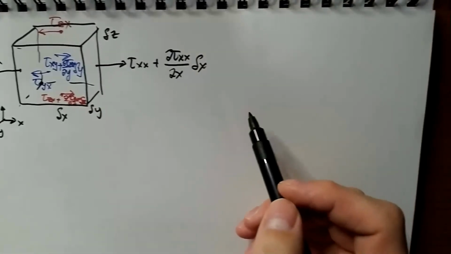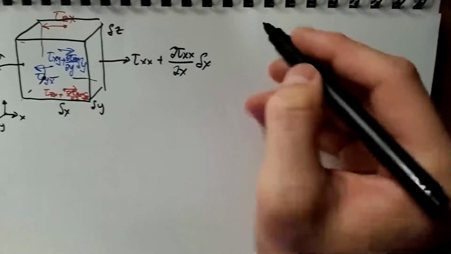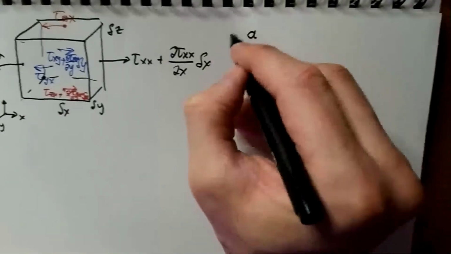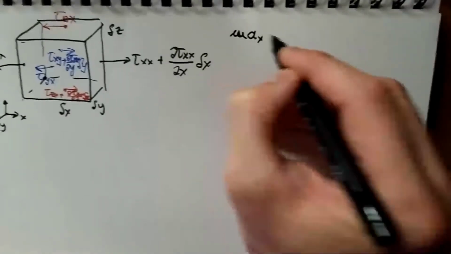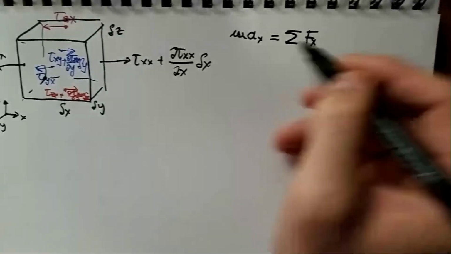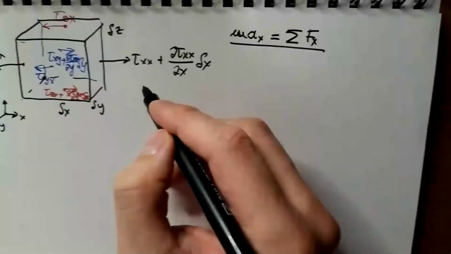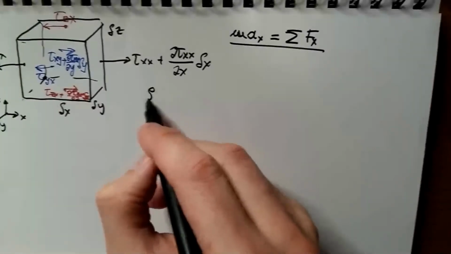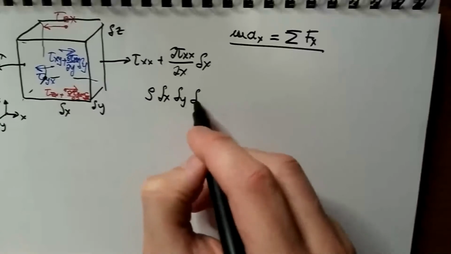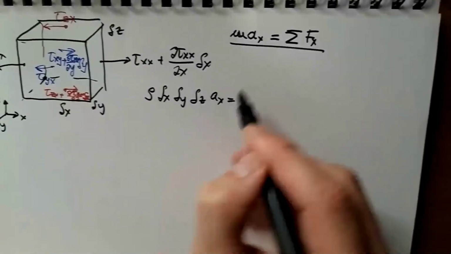Okay, what is left now is that we write, because remember that each stress represents force per unit area. So what we need to do is to write down second Newton's law in the x direction. It says that mass times acceleration in the x direction is the sum of all forces in the x direction. What is the mass of this cube? Well, mass of this cube is density times the volume. Volume is delta x, delta y, delta z, times acceleration in the x direction is the sum of all forces.